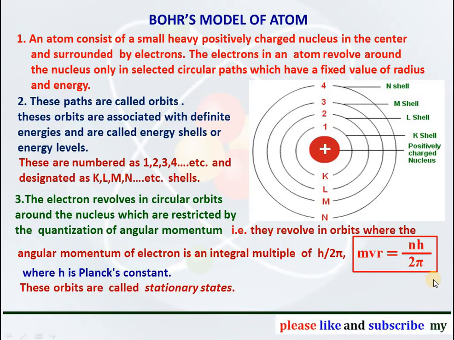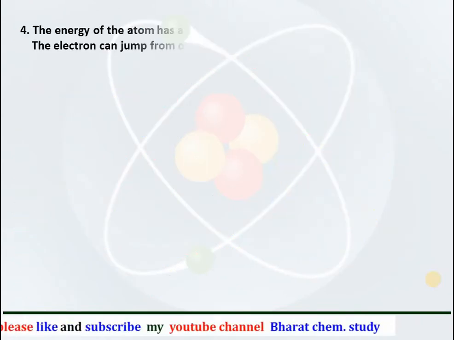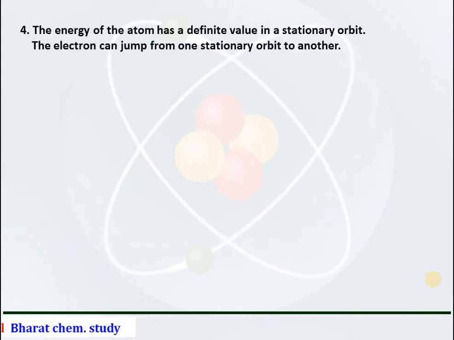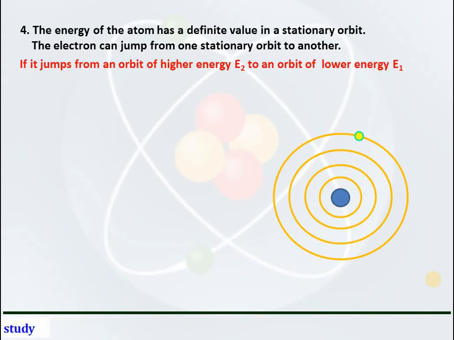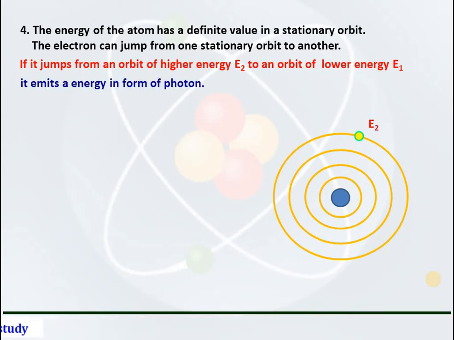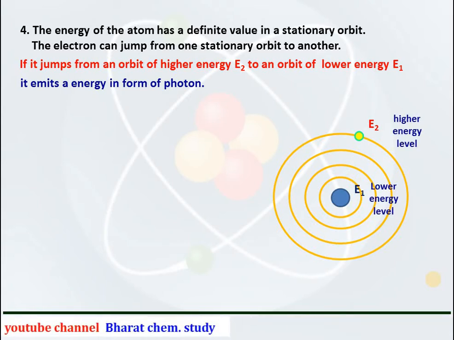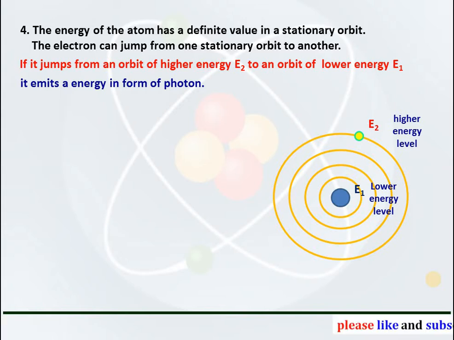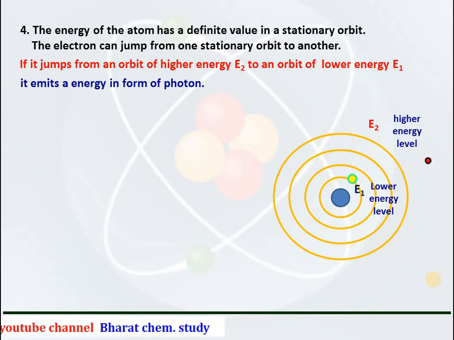These orbits are called stationary states because they have a fixed value of energy. The energy of the atom has a definite value in a stationary orbit or shell. The electron can jump from one stationary orbit to another. If it jumps from an orbit of higher energy E2 to an orbit of lower energy E1, it emits energy in the form of photons as shown in the figure. This is the energy level E2 and this is the energy level E1. When the electron jumps from E2 to E1, it emits energy in the form of a photon as shown.